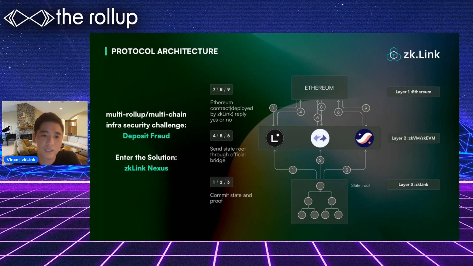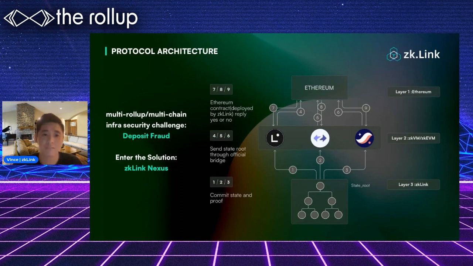So if the zkLink off-chain validator tells the zkSync contract that there's a 100 USDT deposit on Starknet, the contract on zkSync will not be able to directly verify and get this information from Starknet contracts. Instead, it always relies on a third party to tell it this deposit information. So when you have a multi-rollup infrastructure, the possibility of deposit fraud occurs.